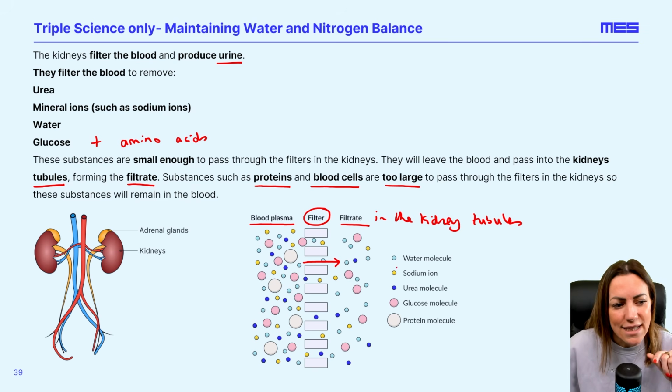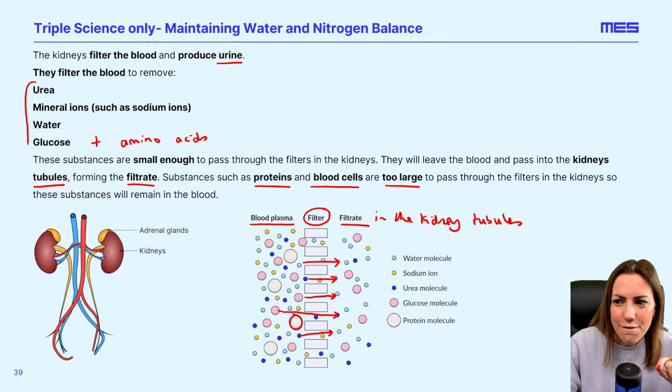So hopefully you can see with this diagram, water is small enough, so that gets filtered from the blood. Mineral ions like sodium ions are small enough, so they get filtered from the blood. Urea is small enough, so that gets filtered. Glucose is even small enough, so that's getting filtered as well. Amino acids are getting filtered as well. But you can see that these large proteins are too big to pass through the filter, and equally blood cells like your red blood cells or white blood cells are too big to pass through the filter. So they remain in the blood, but these things get filtered via the kidney tubules into the filtrate.